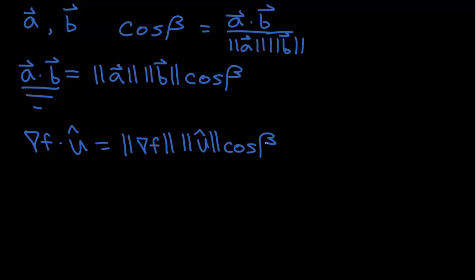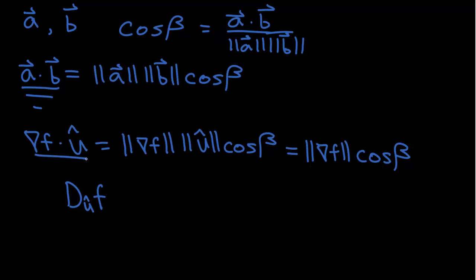Now, can that be simplified at all? Can I take anything out? Yeah, the magnitude of the unit vector, we can easily take that out. So now we have cosine of beta. Look at this. Now let's think about what this implies here. Remember, the directional derivative measures change, right? So it's a rate of change. And let's see what we've got here. We've got that the directional derivative in the direction of u, because that's what this is, is equal to the magnitude of the gradient times cosine beta.